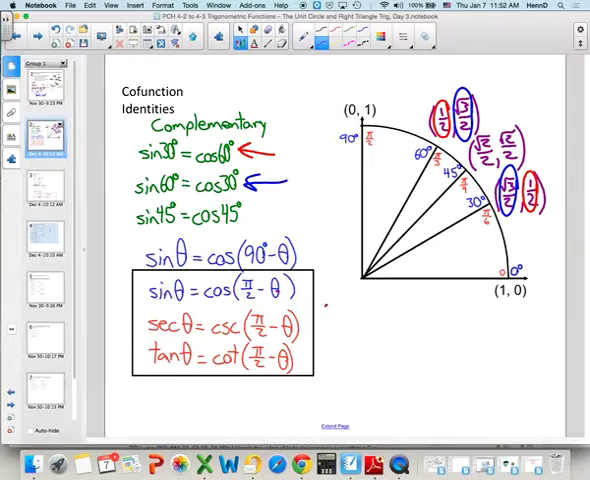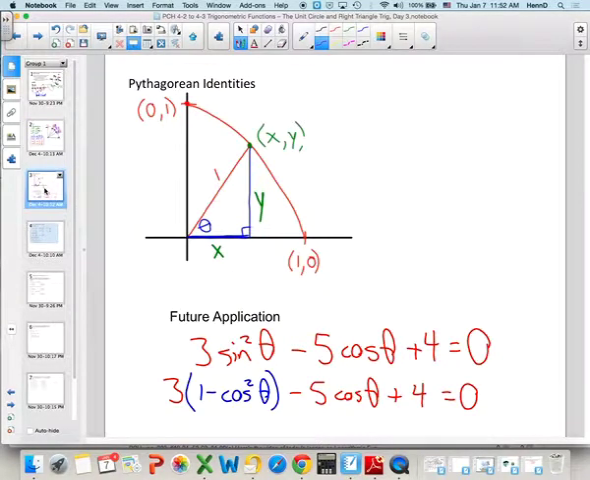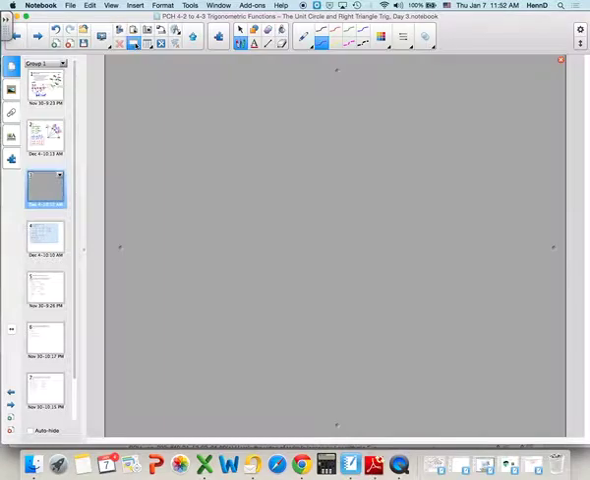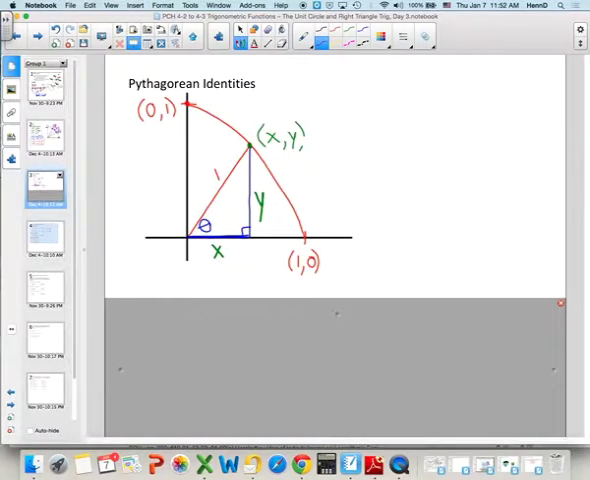The next that I want to focus on today is our Pythagorean identities. Someone take a wild guess and tell me what we're going to use to develop these identities. The Pythagorean theorem. A squared plus b squared equals c squared. Except, we're going to use on our unit circle the fact that the hypotenuse will always be 1.